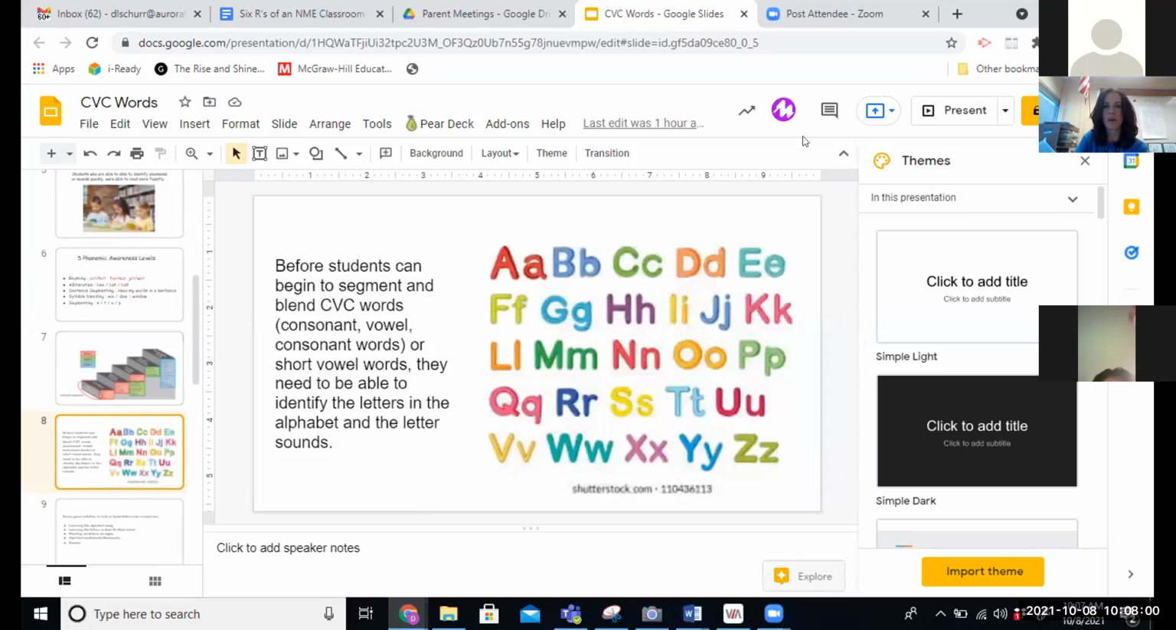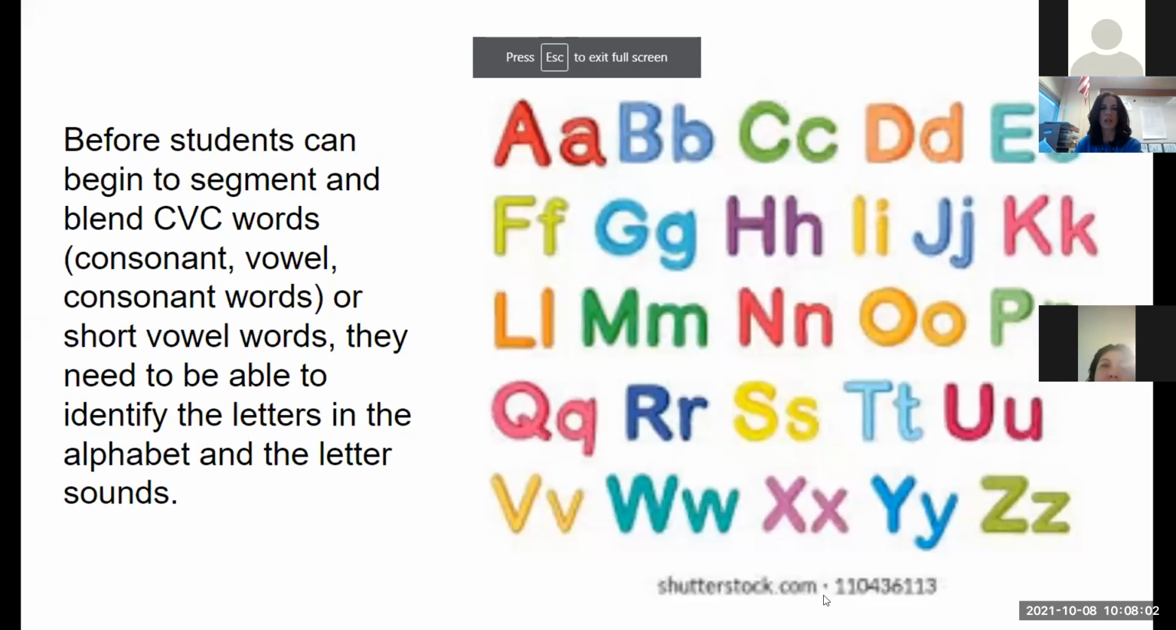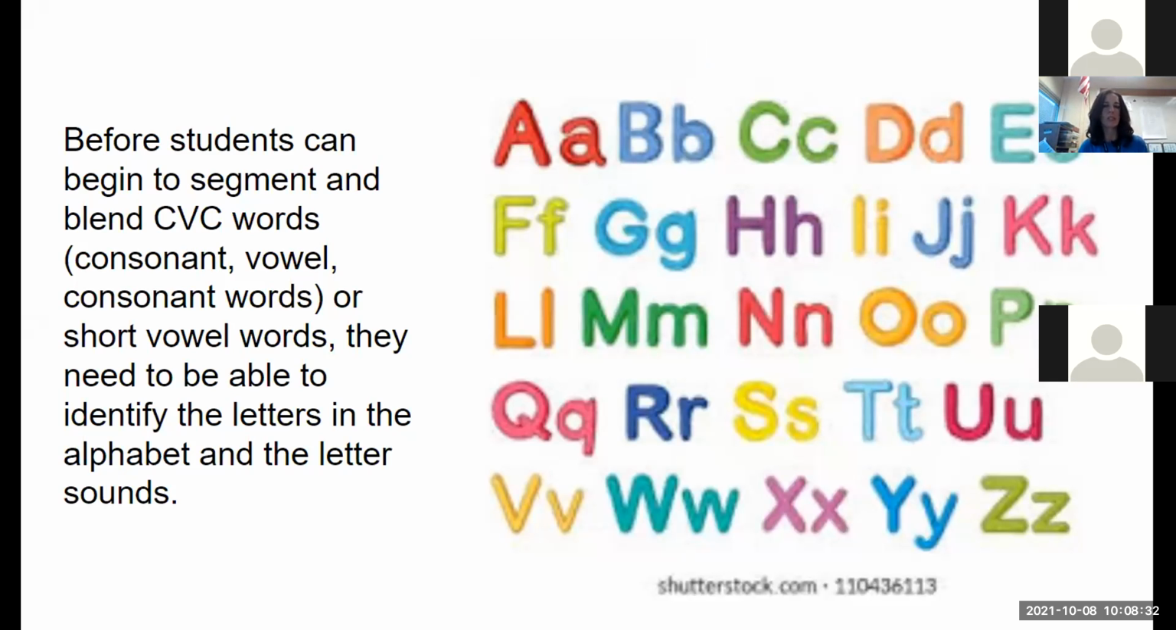So we're going to move on, and we're going to talk a little bit about what students need before they can read their CVC words. So before students can begin to segment and blend CVC words, which are called consonant vowel consonant words or short vowel words, they need to be able to identify the letters in the alphabet and the letter sounds. So once they have most of their letter names and letter sounds, then they would be ready to start decoding words.